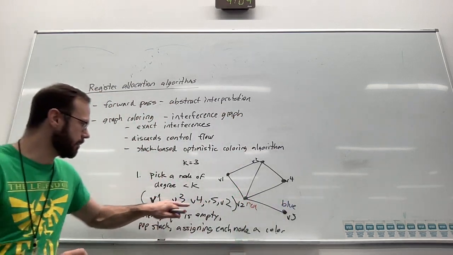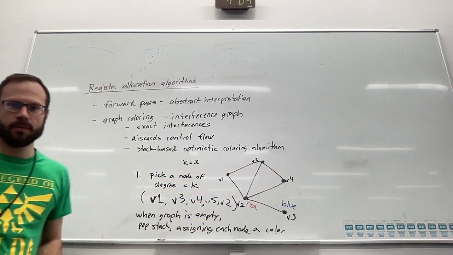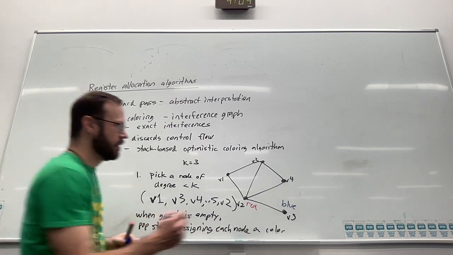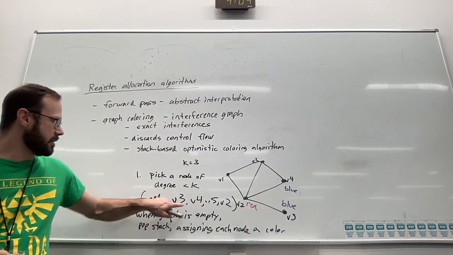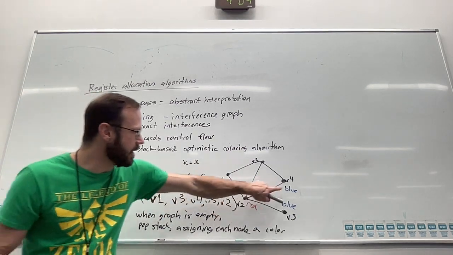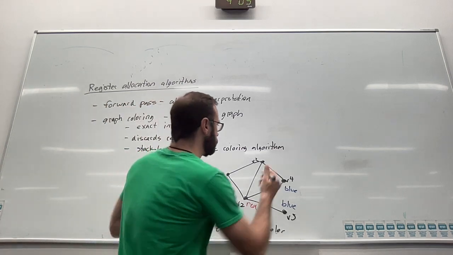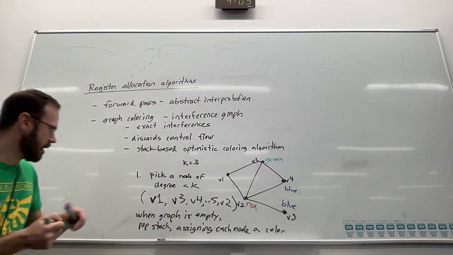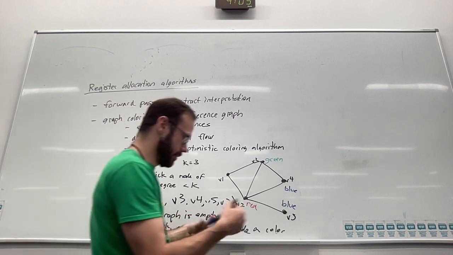After we pop V5, we pop V4, and again we have to pick a color that's not the same as any of its neighbors. It turns out we can also use blue for that one. Then we pop V3. This one cannot be red and cannot be blue, so it must be green. And then we're down to our last one, V1. That one cannot be red or green, so it must be blue.